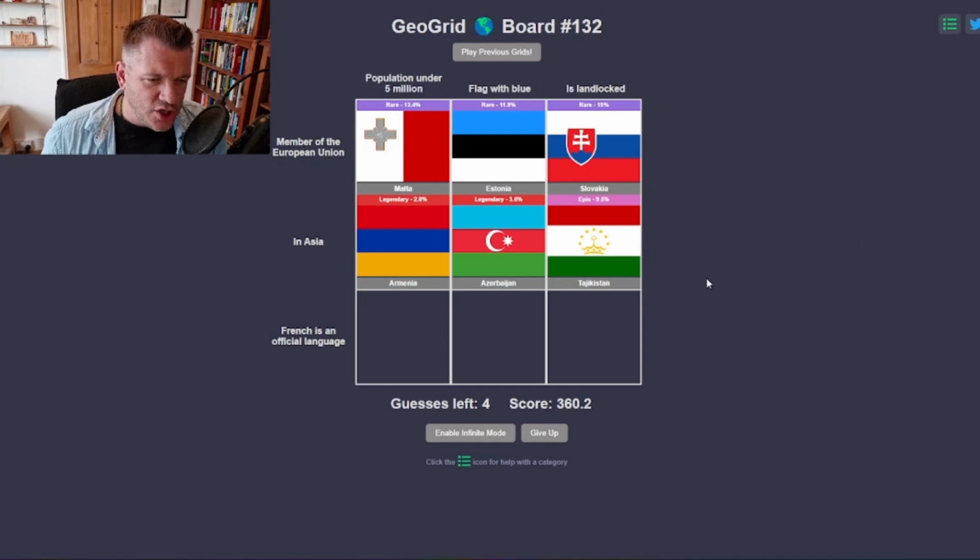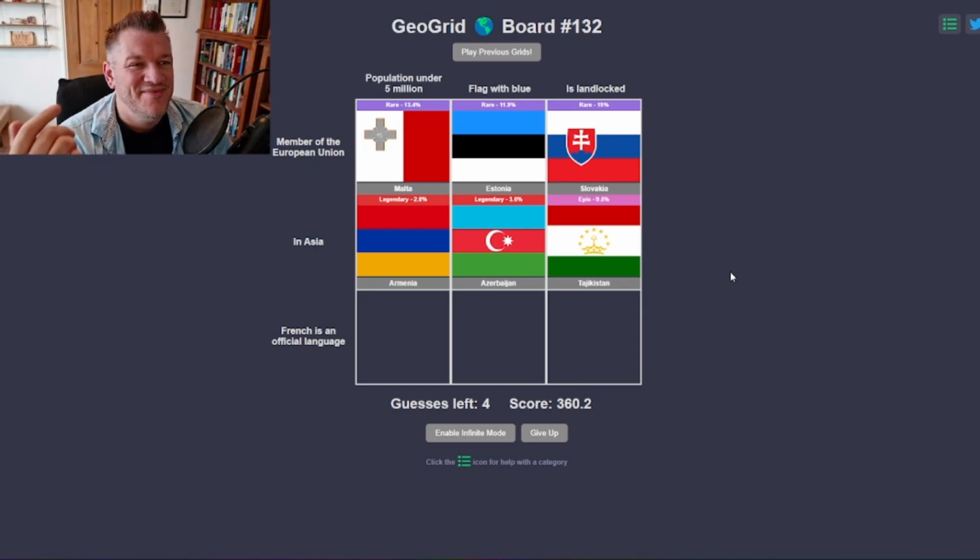Okay. French as an official language with a population under 5 million. Okay, so France is out. Canada's out. Okay. Belgium's out. Luxembourg. I'm thinking of ones in Europe first. Luxembourg. Now that has French as an official language because they have French, German, and Luxembourgish. Those are the 3 official languages in Luxembourg, I think. Somebody correct me if I'm wrong on that.